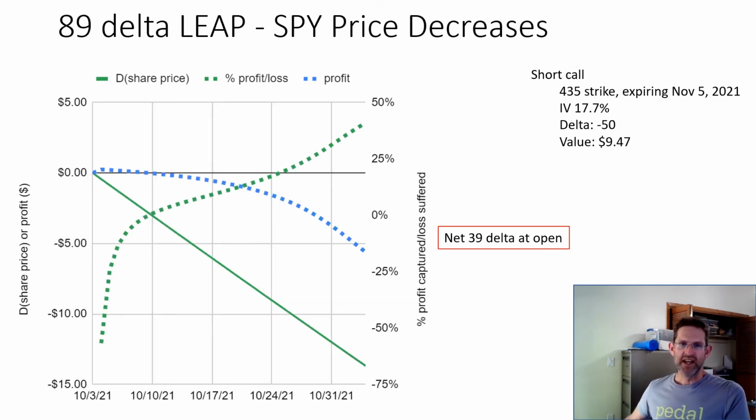So last, we'll look at the 89 delta LEAP. It's actually slightly positive for a few days and then fairly flat for a while. Again, out to when the short call goes to about the 35 delta range.